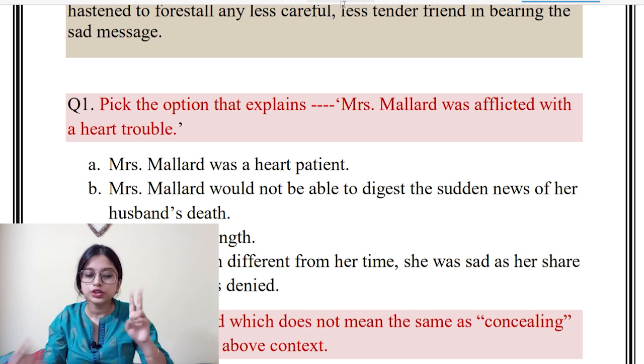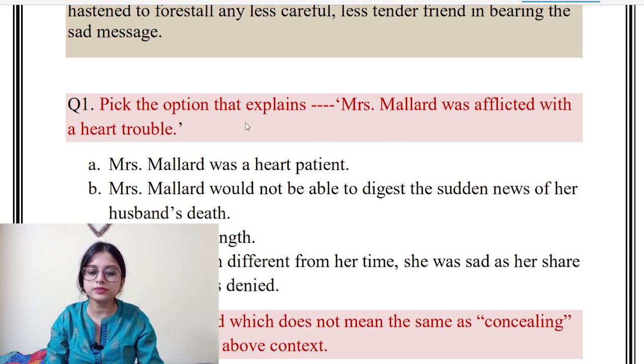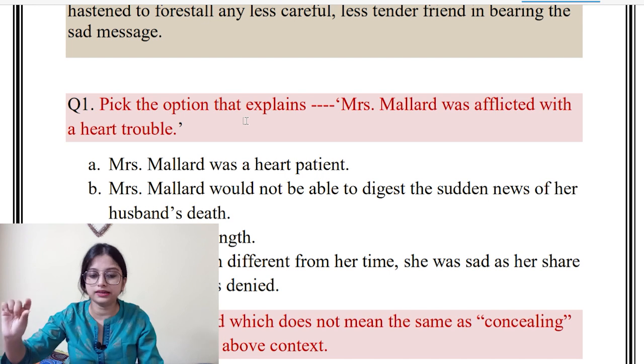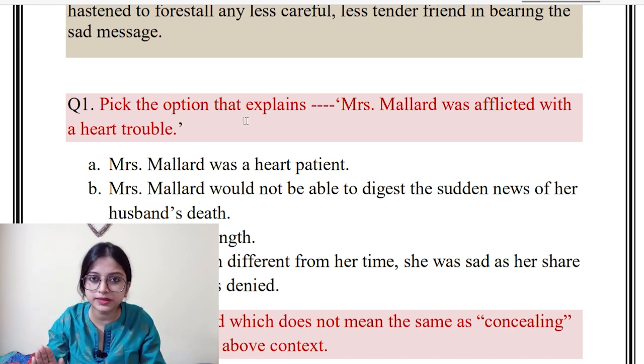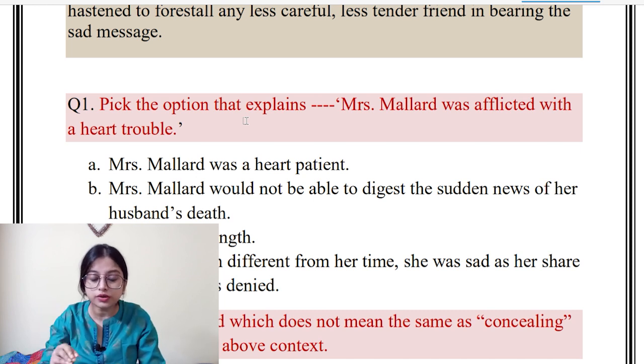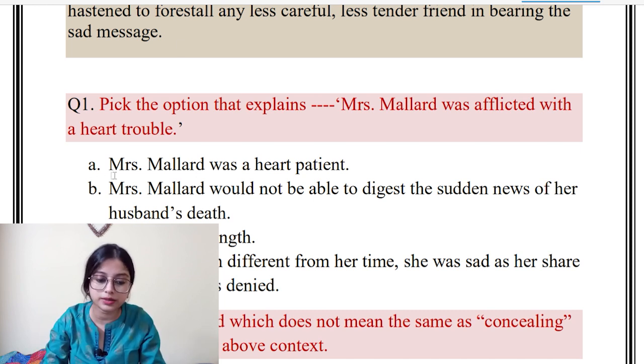But the thing is, in the question nowhere has a symbolic meaning been asked for, correct? Pick the option that explains, just explains. It is not a symbolic explanation, just the explanation. So it will be: Mrs. Mallard was a heart patient.